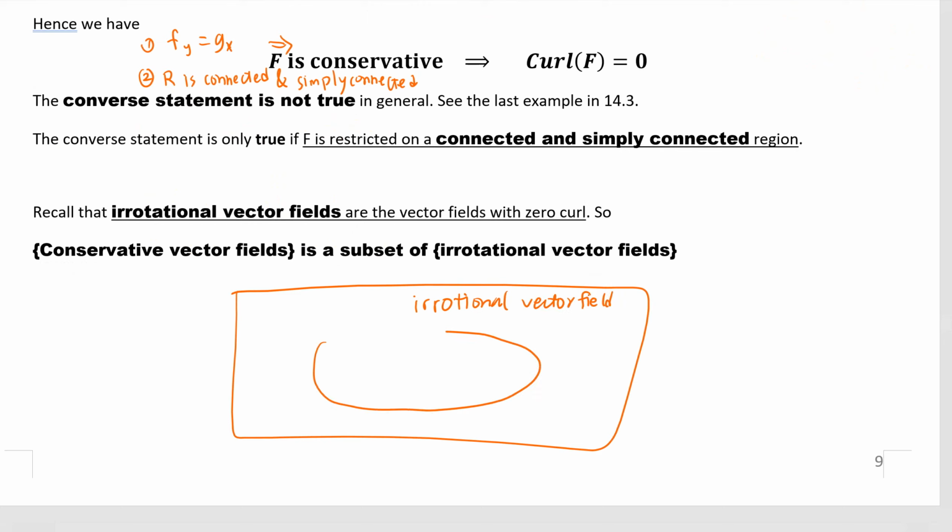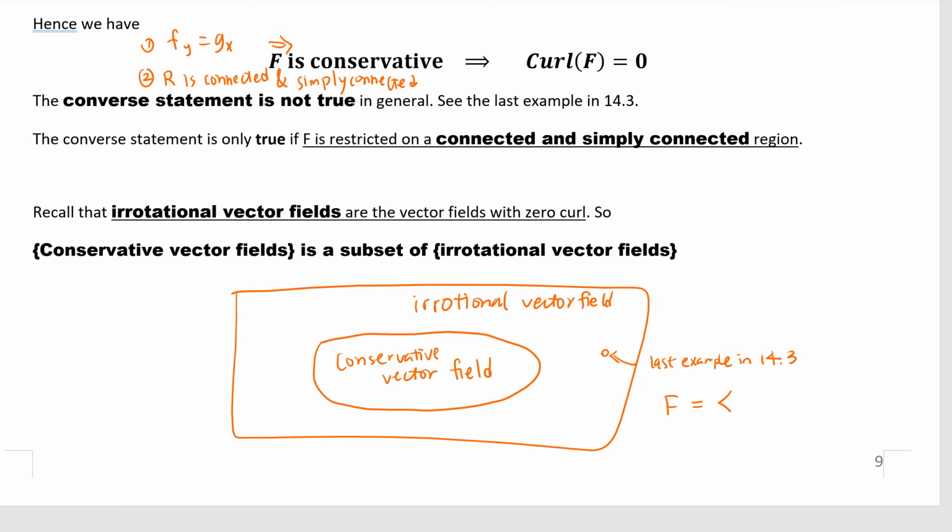Okay, then the conservative vector field is a subset of it. In our last example in section 14.3, we have shown it is irrotational. The curl is 0, so it is an irrotational vector field, but it is not a conservative vector field. Do you remember that example? So let me copy it down here.